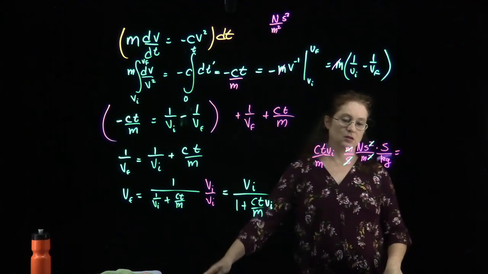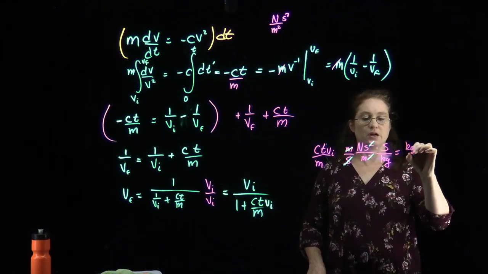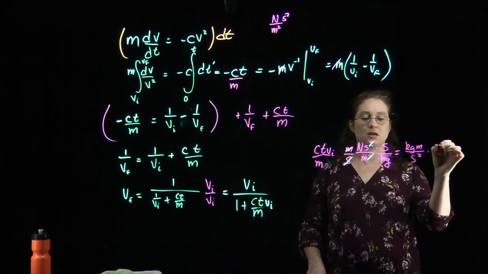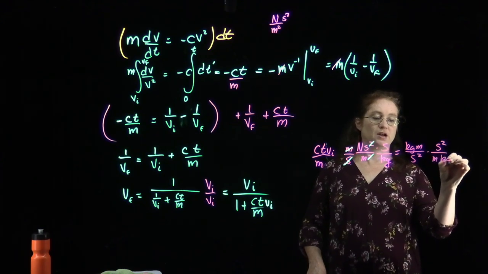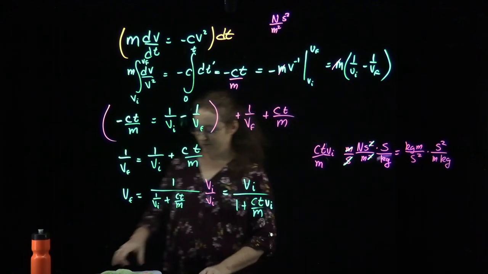And here I have kilogram meters per second squared times seconds squared per meter kilogram. And you can see that that is in fact unitless. Fantastic.